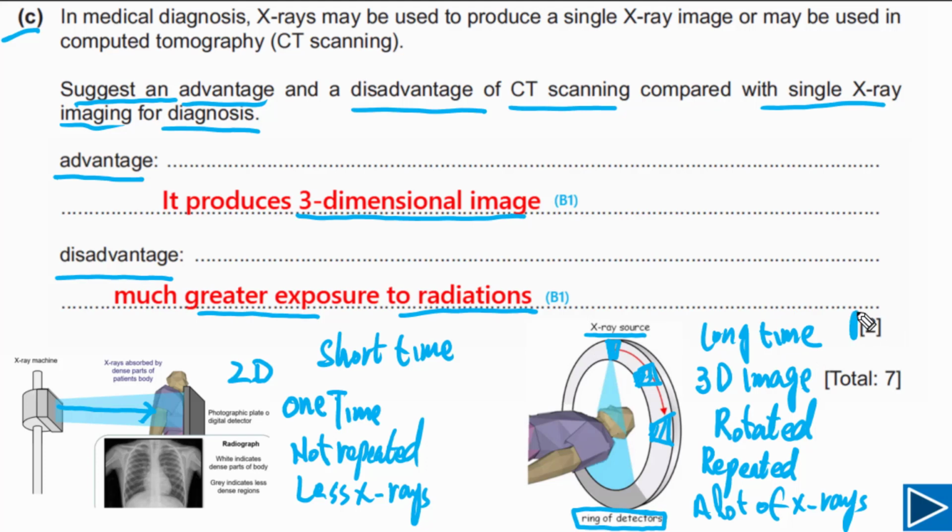And this question has 2 marks. The first mark you will get if you have mentioned it produces a three-dimensional image. And if you have mentioned the longer time exposure in CT scan, you will get the second mark. And this is also a B mark.